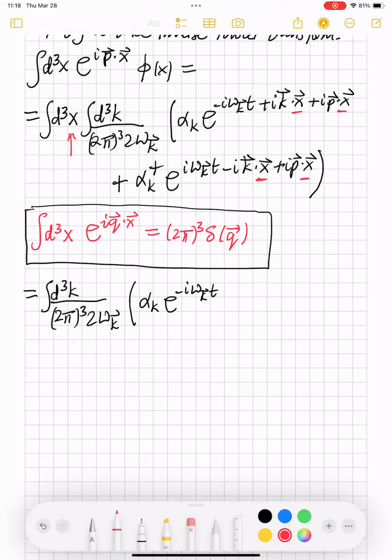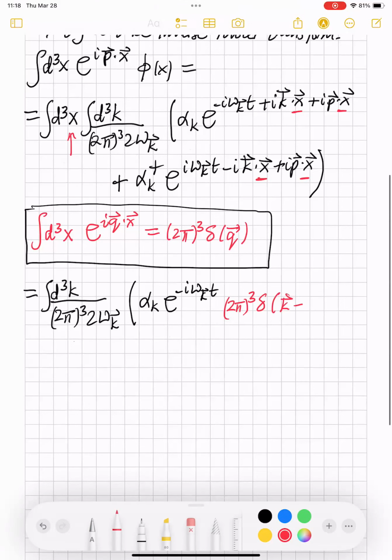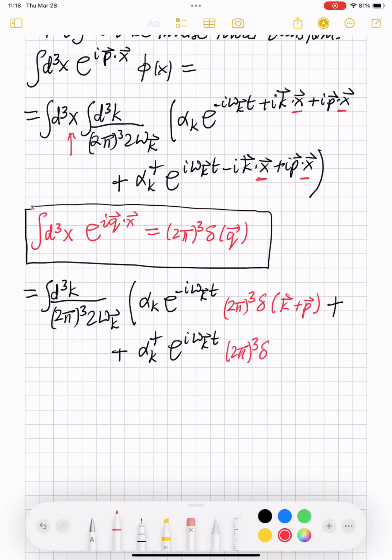So just looking at this, when I do the x integral, I'll get a 2 pi cubed. And then I'll get a delta function of whatever's multiplying x. And what multiplies x? Well, it is k plus p. Good. And then plus the creation operator term. This is alpha k dagger. We've got e to the I omega k t. And then again, the x integral. So let's again put this in red. We will have a 2 pi cubed, and we will have a delta of k minus p.